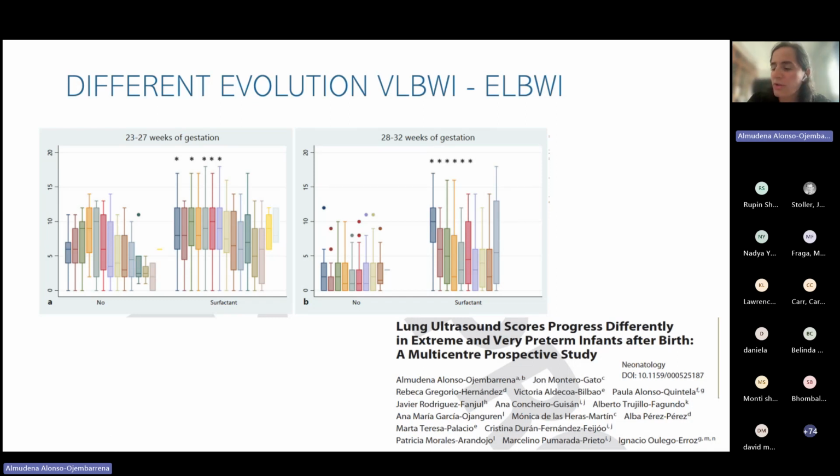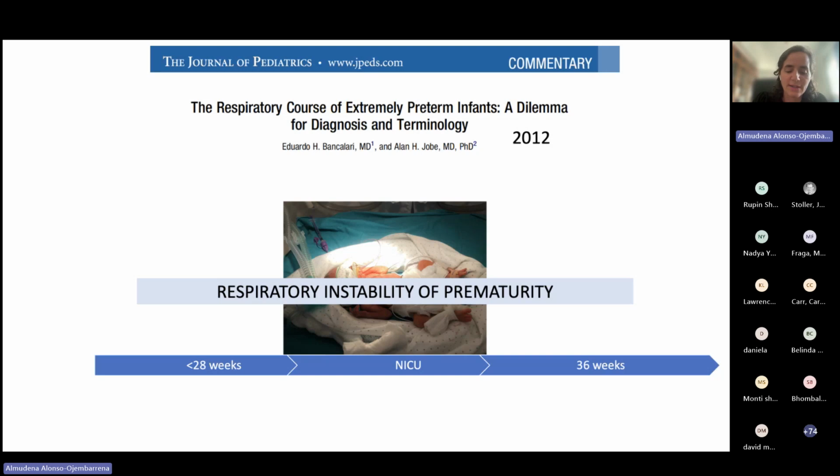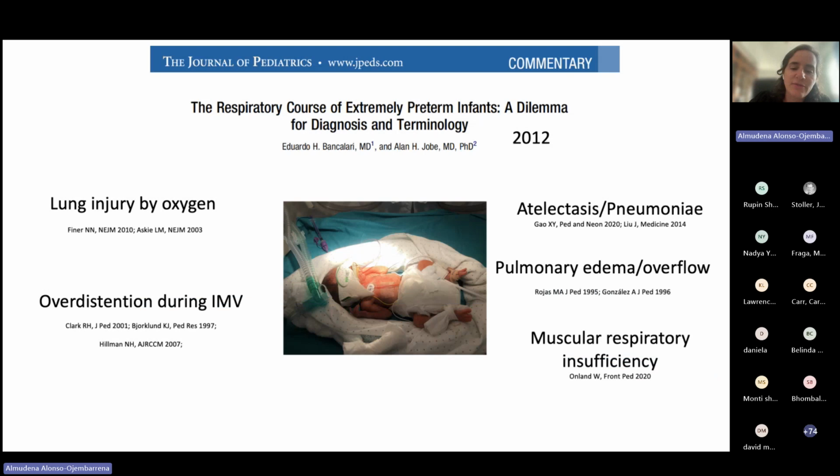So this is the ultrasonographic representation of what Dr. Alan Jobe and Eduardo Bancalari described in 2012 about the respiratory instability of prematurity. Infants born before 28 weeks stay in our NICUs with long periods of needed respiratory support due to this disease, which has different pathophysiological origins: the initial RDS phase, the need of ventilatory support, pulmonary overflow due to a PDA, muscular respiratory insufficiency. But this is the normal progression of lung ultrasound scores in infants born before 28 weeks.